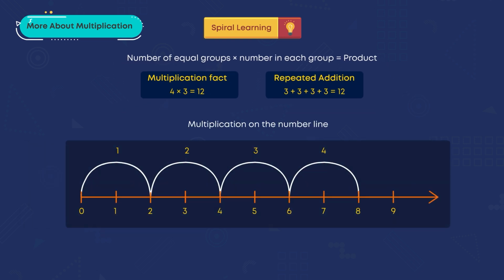Multiplication on the number line. The ball will take 4 jumps of 2 to reach. 2 into 4 is equal to 8. The bat at 8.